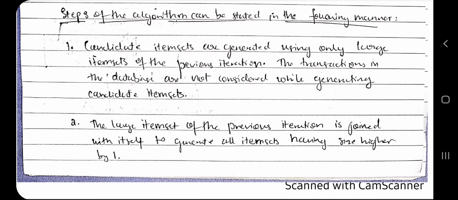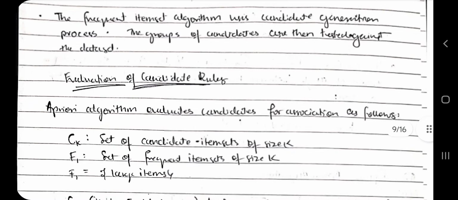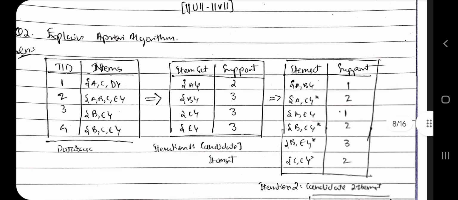First step: candidate item sets are generated using only large item sets of the previous iteration. By the previous iteration we will generate the next iteration. The transactions of the database are not considered while generating item sets. The large item sets of the previous iteration are joined with themselves to generate all item sets having size higher than 1. Like that we join the previous item sets with the next items. These are the previous item sets, right?